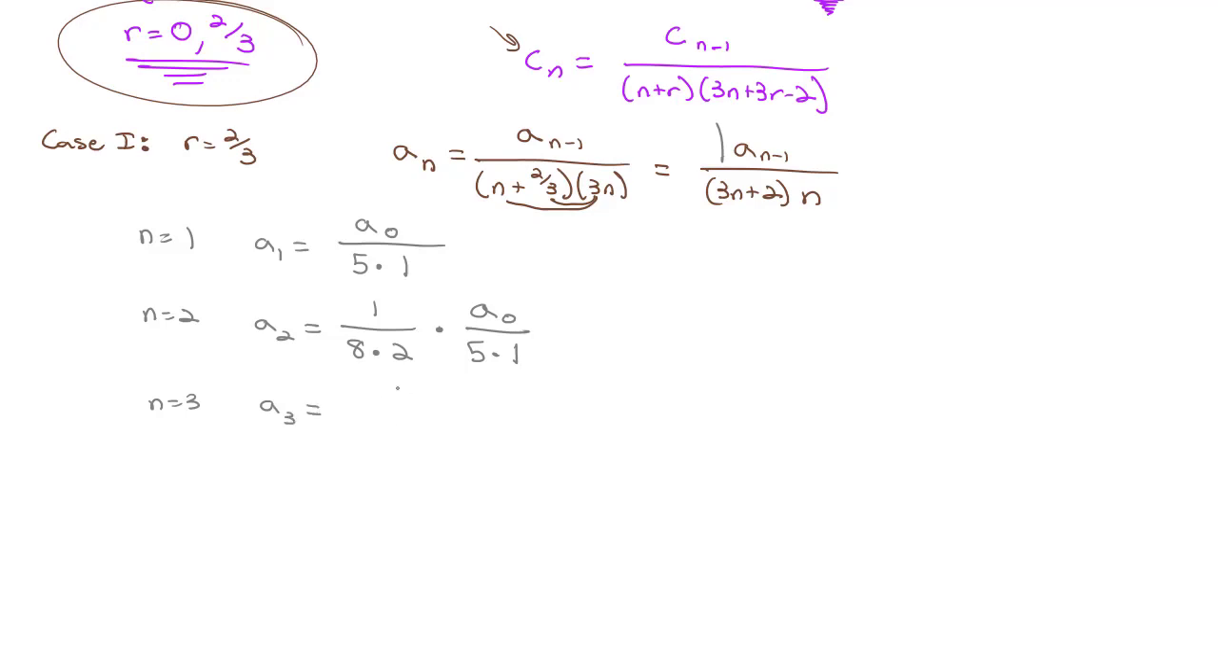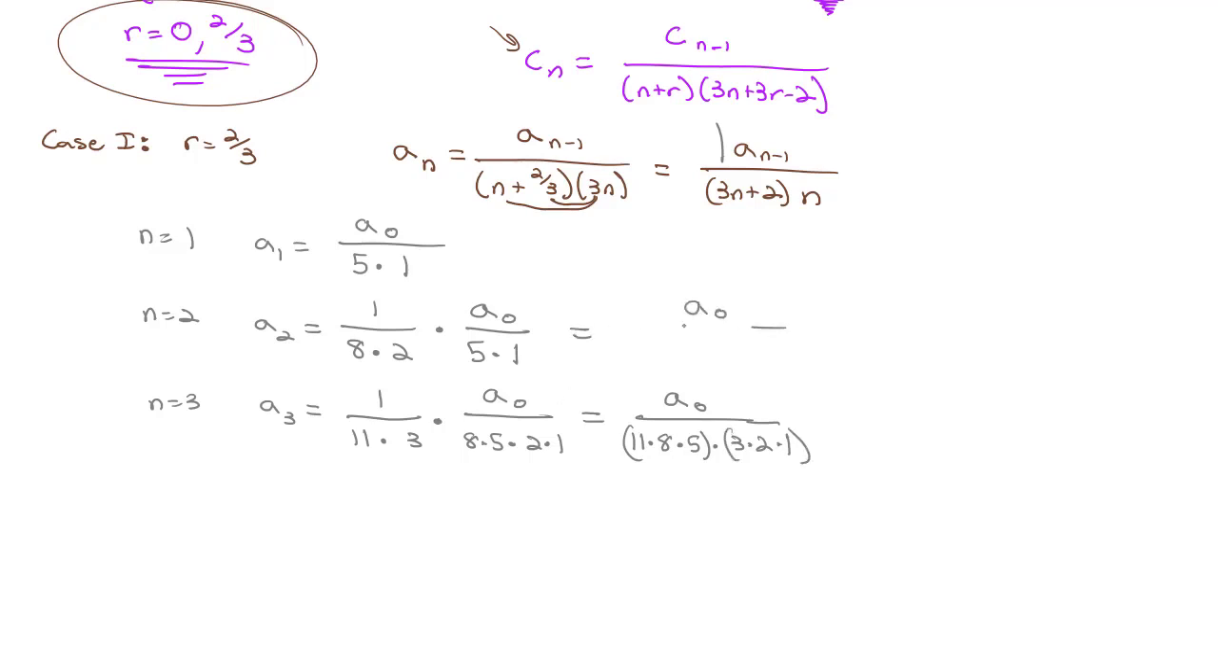If n equals 3, plugging 3 in, we've got 1 over, 3 times 3 is 9, plus 2 is 11, times n, which is 3, times the previous term, which is a sub 0 over, and I'm going to group the 8 times 5 together and the 2 times 1 together. And you start to see a pattern. We end up with a sub 0 over 11 times 8 times 5. We've also got a 3 times 2 times 1.